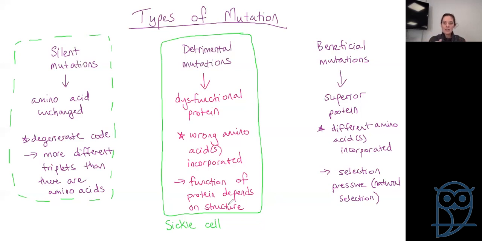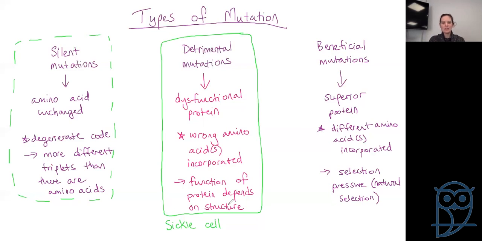But what it changes is the whole interaction of that molecule, because now instead of having a polar group on the outside, we have a non-polar group. Now we put that protein into the aqueous cytoplasm of a cell, and now all the non-polar bits want to get together. And that clumping of the hemoglobin changes the entire shape of the red blood cell. I mean, this impact is massive from one base substitution.